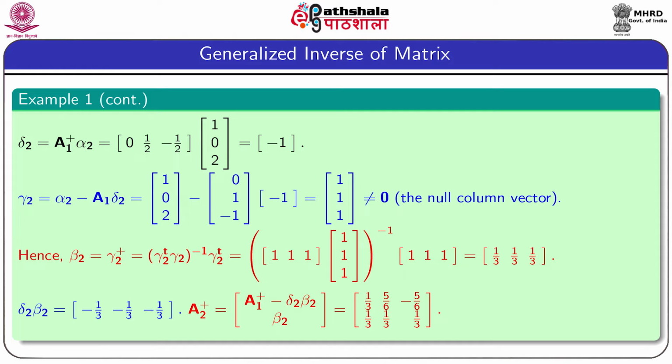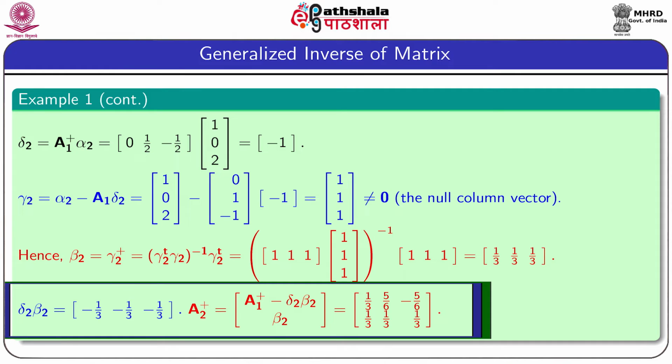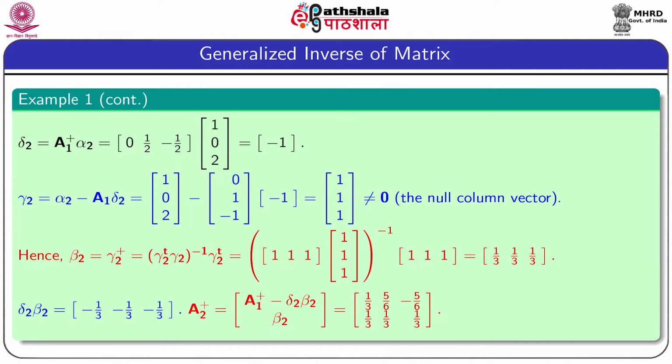So A2 plus, the Moore-Penrose inverse of the submatrix A2, is a matrix whose first row is A1 plus minus delta 2 beta 2, and second row is the vector beta 2, which is a matrix of order 2 by 3 whose first row is 1/3, 5 by 6 and minus 5 by 6, and second row is 1/3, 1/3 and 1/3.